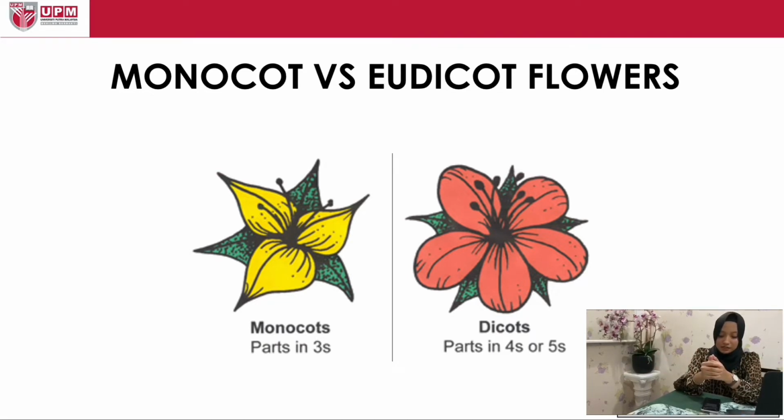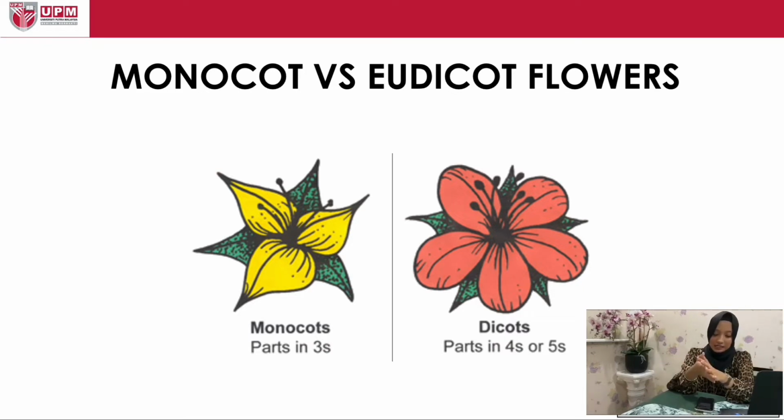Next, in terms of leaves, monocots tend to have parallel venation, while eudicots tend to have net venation. Lastly, in terms of roots, monocots usually have adventitious roots, while eudicots usually have taproots.